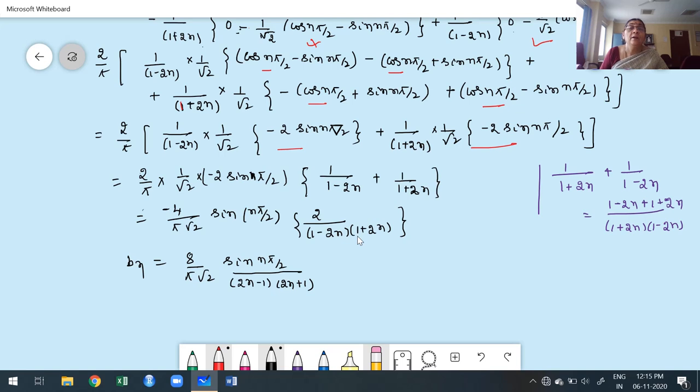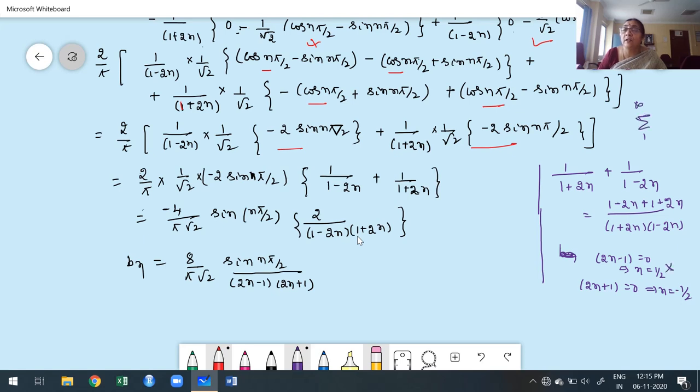I want to know whether this bn is true for all values of n. You pick the denominator factors. Once we get bn, you pick the denominator factor. What is my bn factor? 2n minus 1 is one factor equal to 0. Another one is 2n plus 1 equal to 0. From this, what is n? Half. From this, what is my n? Minus half. But our summation starts from 1 to infinity.